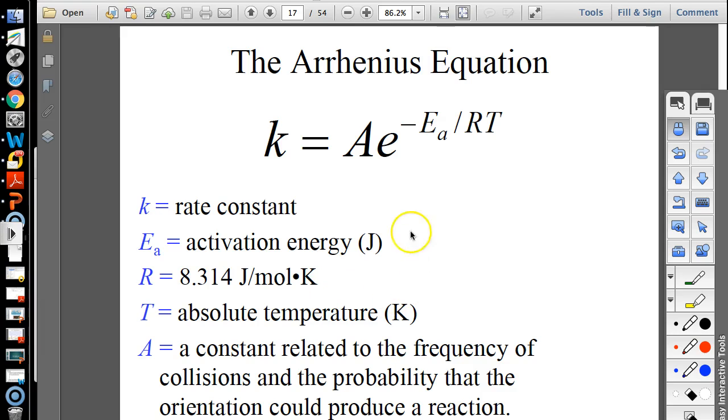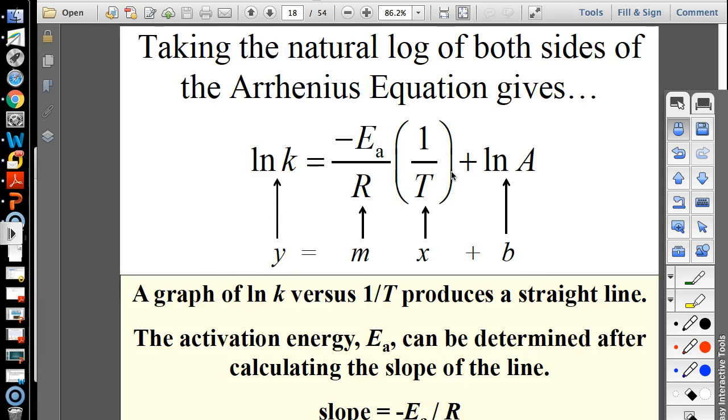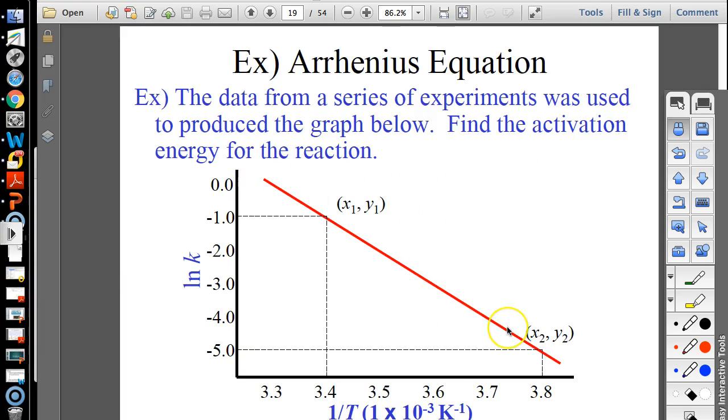Okay? So if you want to do this, the magic of the Arrhenius equation, you know how natural log and e are kind of like inverse operations. If you take the natural log of both sides, you can end up graphically being able to say that the slope is equal to the negative activation energy divided by R. And so you can use a graph to solve for activation energy. That's completely optional, but that's how it works, okay?